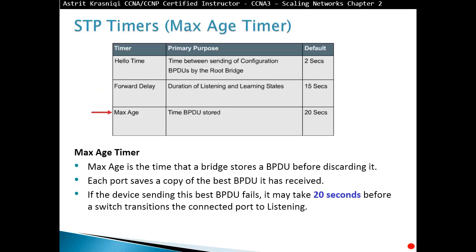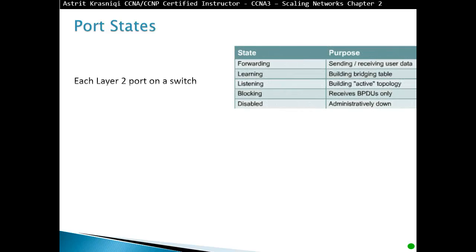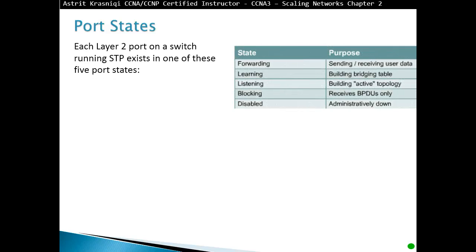And then we have the max age timer. The max age timer is the time that a bridge stores a BPDU before discarding it. Each port saves a copy of the BPDU it has received. If the device sending this best BPDU fails, it may take 20 seconds before a switch transitions the connected port to listening mode. So we have these port states.